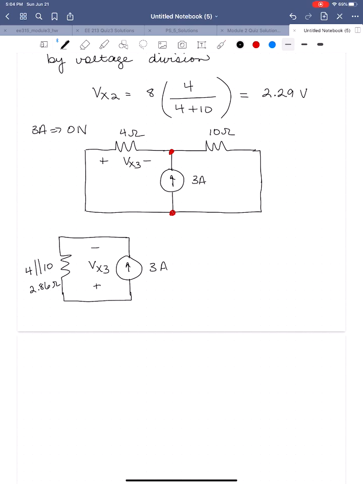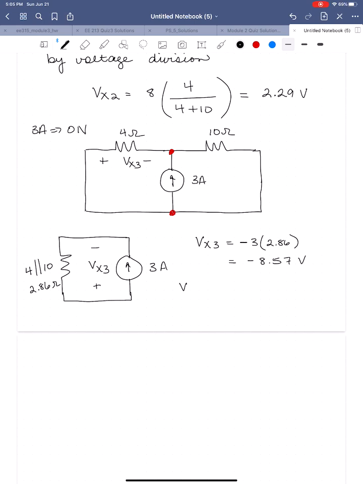Okay, and so now when we look at this, we just have an Ohm's law equation to write. Vx3 is equal to I times R. So this is equal to 3 times 2.86, amps times ohms, except that we need to adjust for the passive sign convention because the current is going to flow from minus to plus with respect to that voltage across the resistor. All right, so we've got to put a negative sign out in front to deal with the passive sign convention for the resistor. And so when we multiply all this out, we'll get that this is equal to minus 8.57 volts.